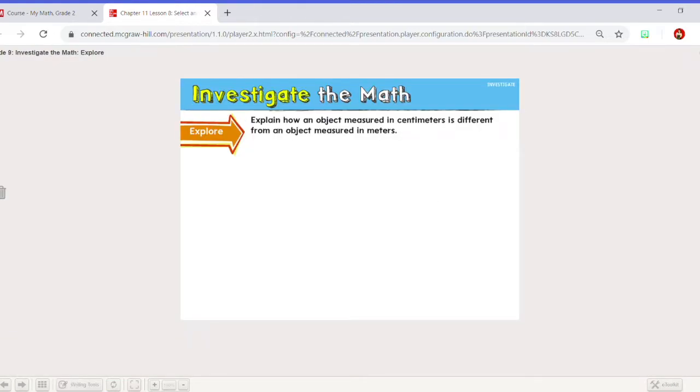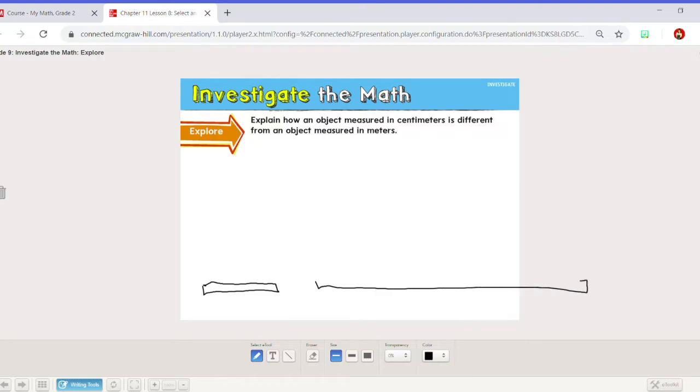We're going to explain how an object measured in centimeters is different from an object measured in meters. So if you're measuring with centimeters, it's like using a ruler to measure in inches. It's going to be for a smaller object. So here's a centimeter ruler, smaller than what a meter stick would be, the equivalent to what a yardstick is to measuring compared to inches, or a ruler, I mean. So the centimeters and meters can be represented here. I would use a centimeter ruler to measure something small, like a ladybug, and the meter stick to measure something large, like how tall my house is, or how large a bookcase is.